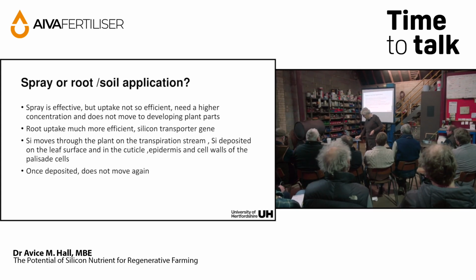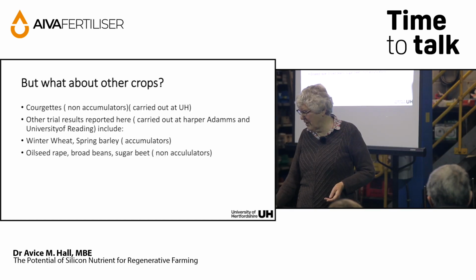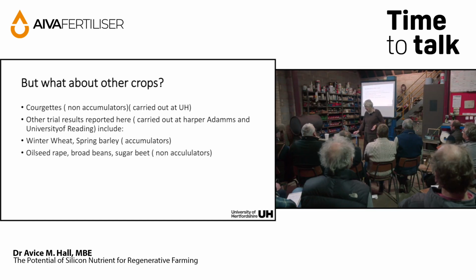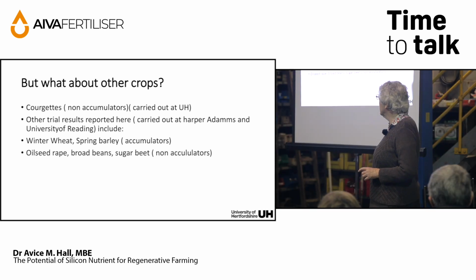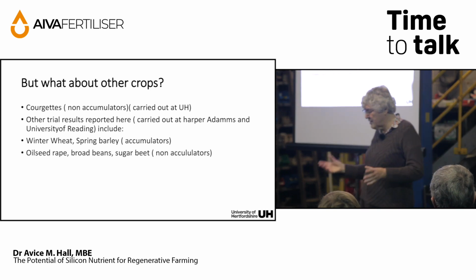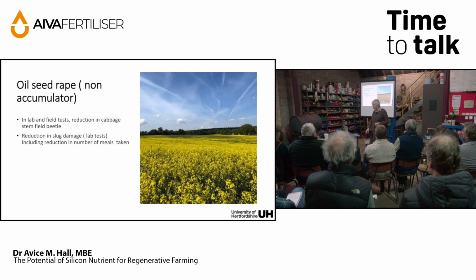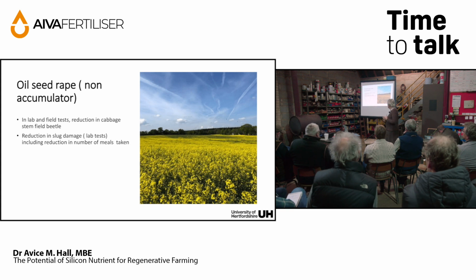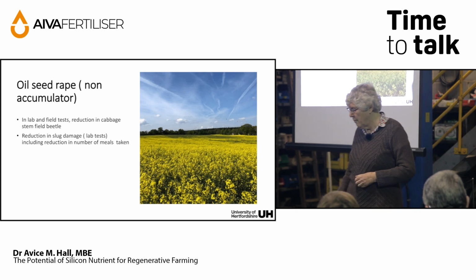We've got about another 5 or 10 minutes, something like that. That's all right. So what about other crops? This is really quick. We've done work on courgettes. It works completely well, does exactly the same things. And I've collected together some of the other things which I think you'll be talking about later. Cabbage stem flea beetle, definitely inhibited by silicon.